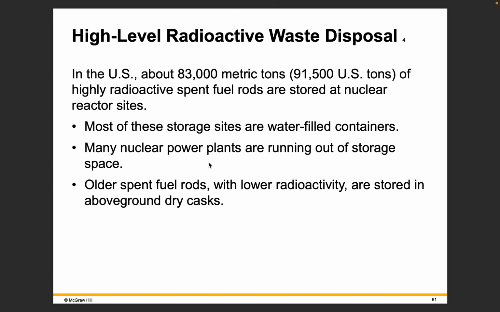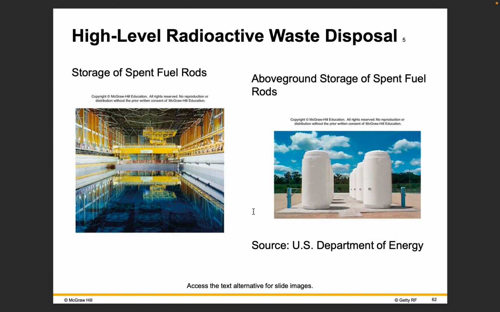In the U.S., we have that 83,000 metric tons of spent fuel rod waste. They're mostly in temporary storage sites with water-filled containers. Many nuclear power plants are running out of storage space, and older spent fuel rods with lower radioactivity are stored in above-ground dry casks. Here's a storage facility for spent fuel rods. Here's an above-ground storage facility for spent fuel rods.